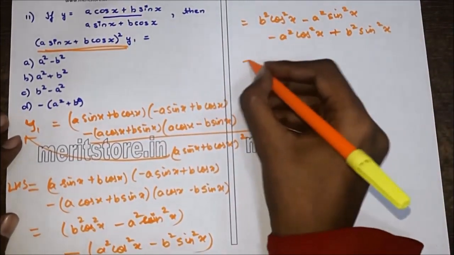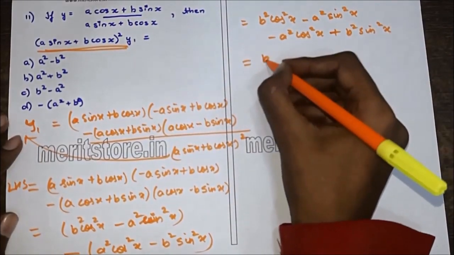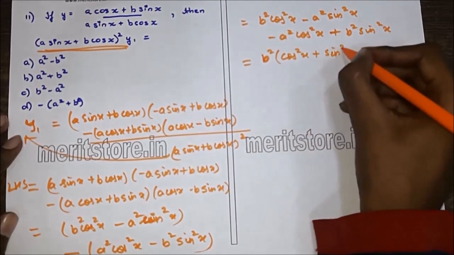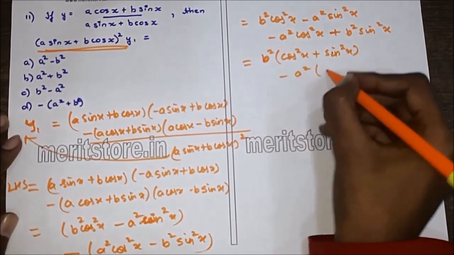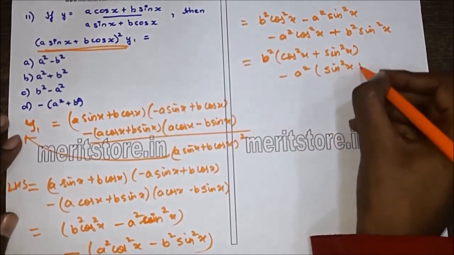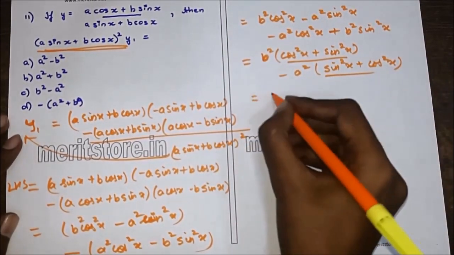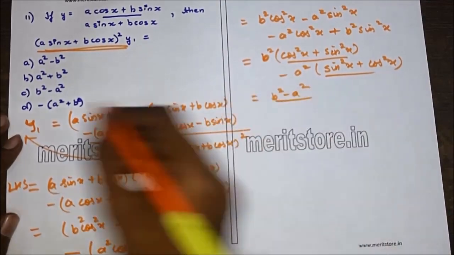Taking a square and b square common, we get b square into (cos square x plus sin square x) minus a square (sin square x plus cos square x). Now cos square x plus sin square x is 1. So we get b square minus a square, which is option C.